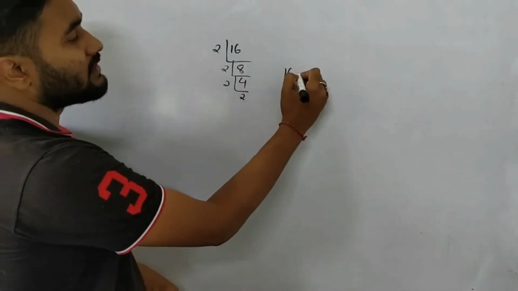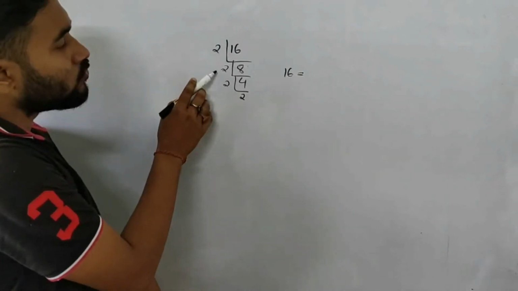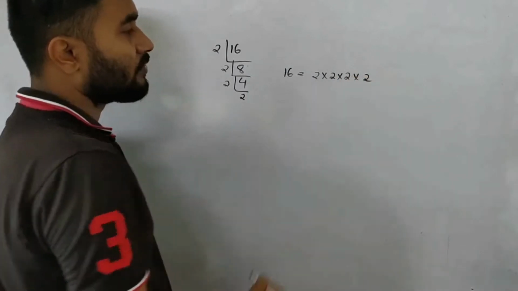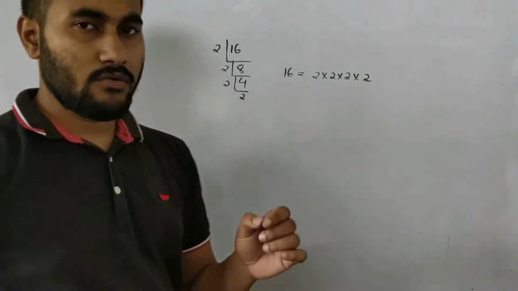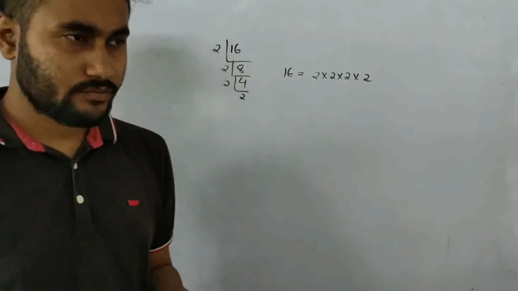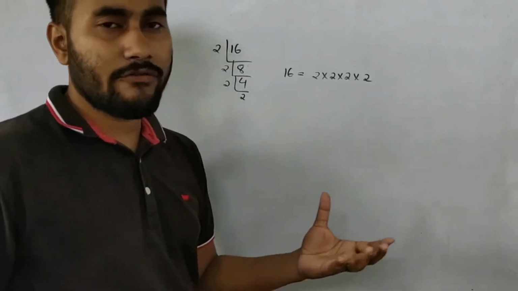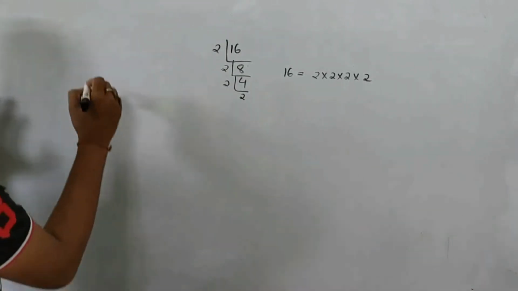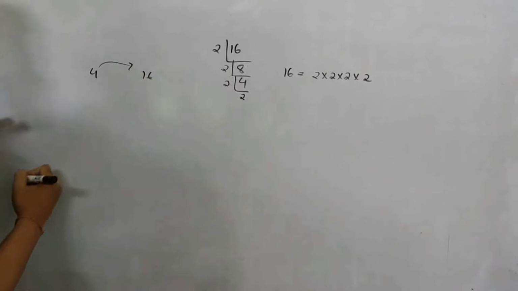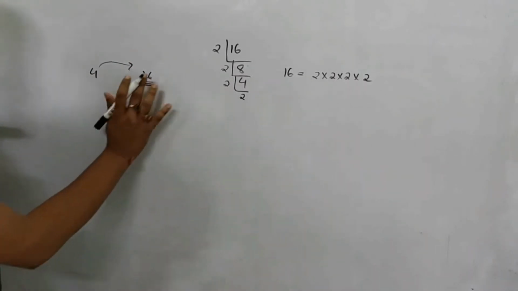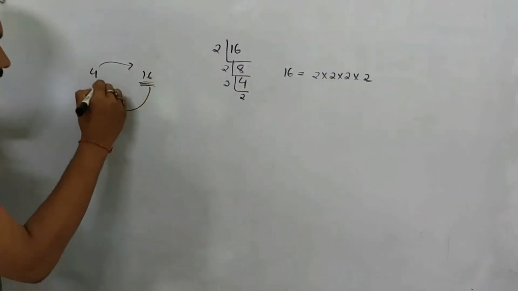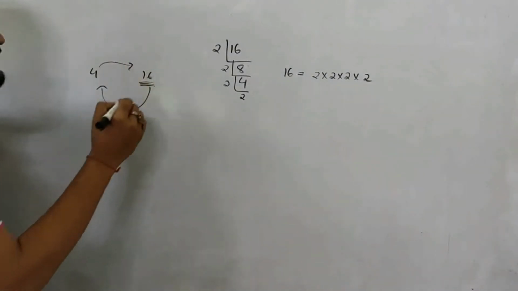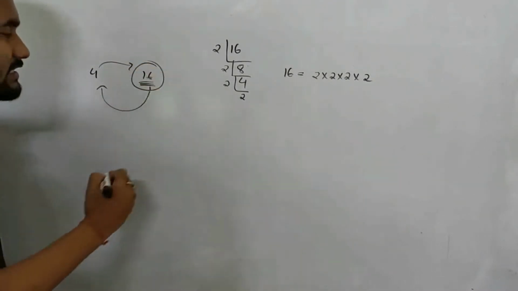So how can I express 16? 16 I can express as 2 into 2 into 2 into 2. So we are going to check whether it is a perfect square or not. If it is a perfect square, then it will have a square root, the opposite of squaring, right? If 4 squared is 16, and 16 is a perfect square, then 16 will have a square root.